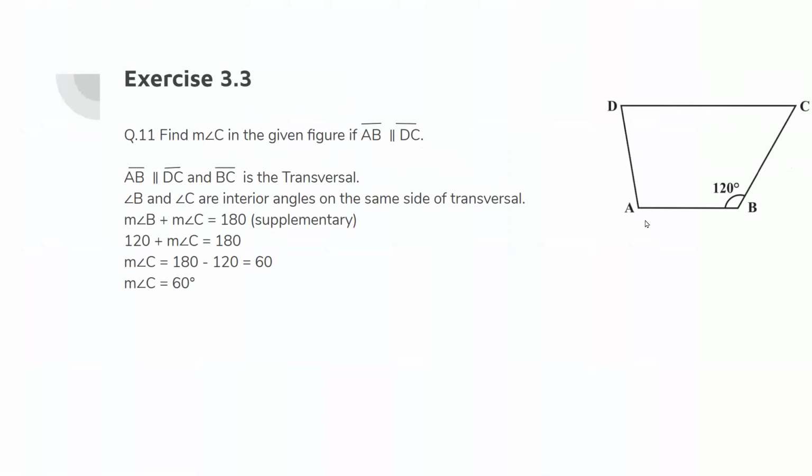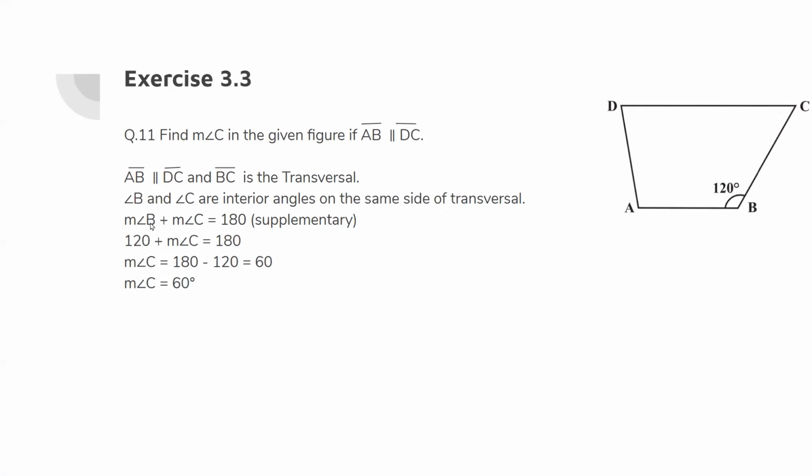In the figure given, line segment AB and line segment DC are parallel. Then we can consider line segment BC as the transversal. So we can see angle B and angle C are the interior angles on the same side of the transversal. We know that they are supplementary. That means their sum equals 180.